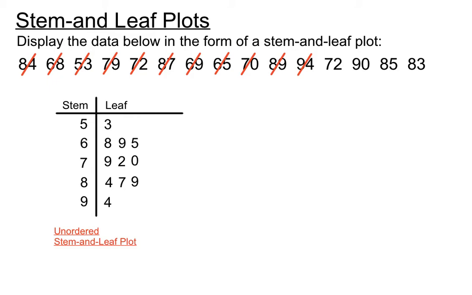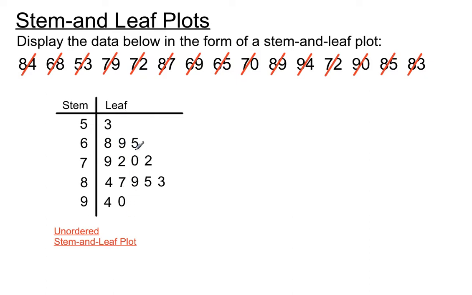94, we'll put a 4 down in the 90s. 72, another 2 on the 70s. You notice there's 2 of those now. 90, we'll put a 0 in the 9 section. 85, we'll add a 5 to the leaf section of 80s. 83, we need that. So we've pieced that together there. There's, I think, a total of 15. Let me just add that: 3, 4, 8, 9, 10. Yeah, 15 scores here. So they split up the tens and the units section to create our unordered stem and leaf plot.